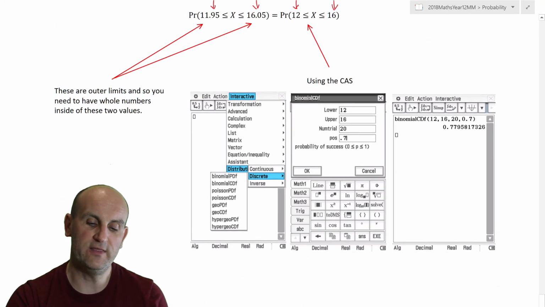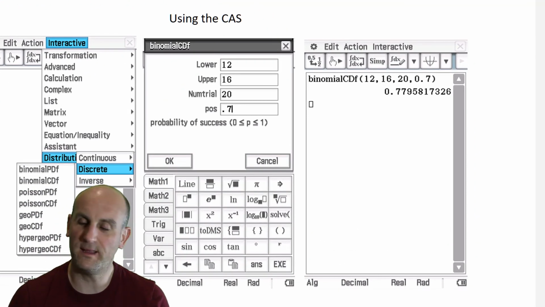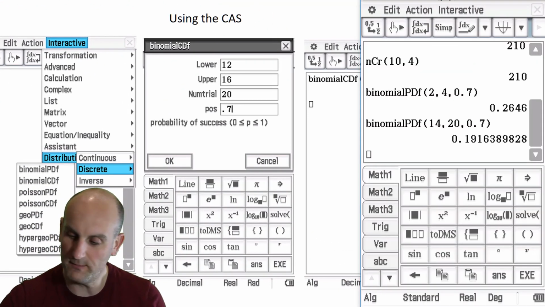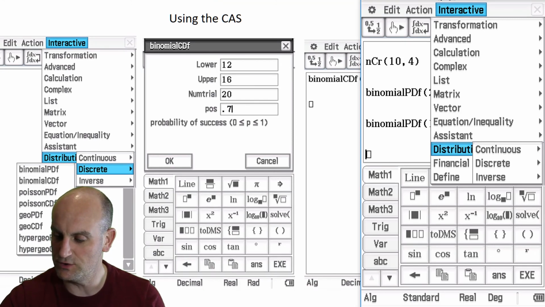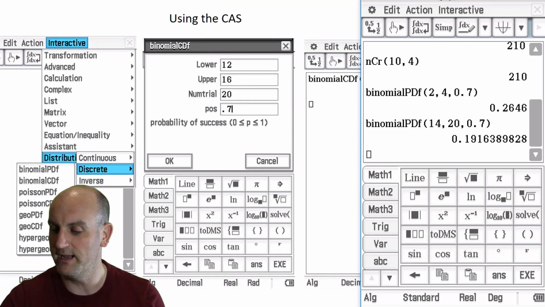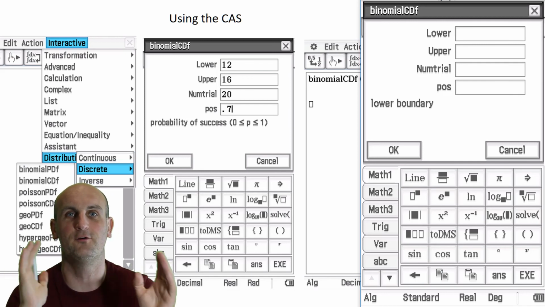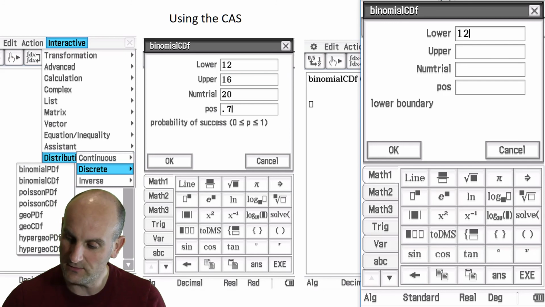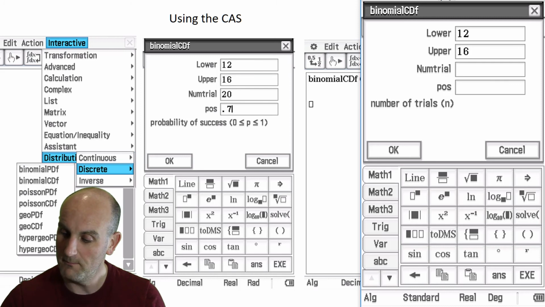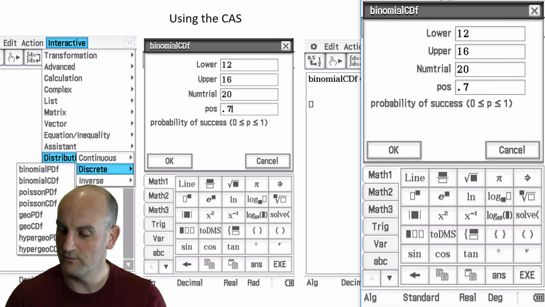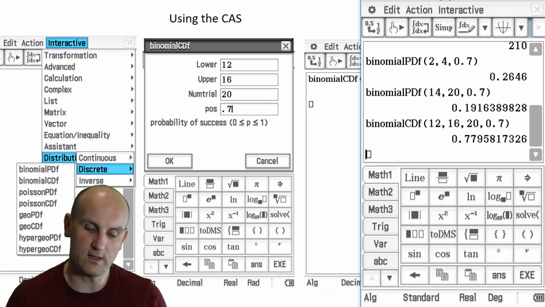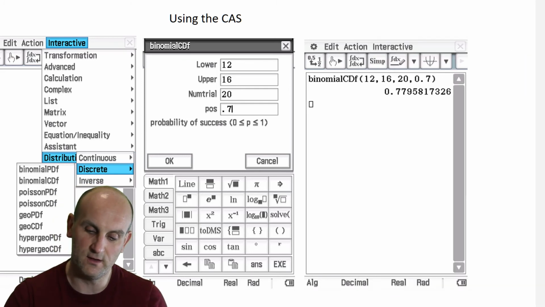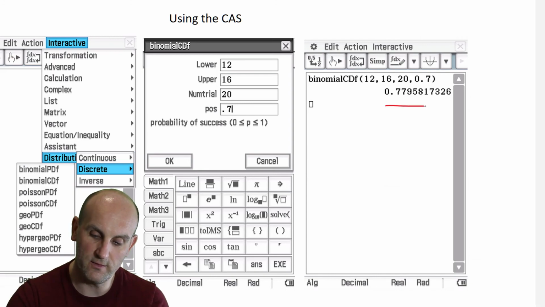And knowing that, we can now fire up a calculator. Now in this situation, loading up my calculator, I do interactive, distributions, discrete. I now want to use binomial CDF. Why? Because we're looking for a range of probabilities between two values. My lower value is going to be 12. My upper value is going to be 16. My number of trials was 20, and my probability of success was 0.7. Hit enter, and out comes 0.7795.